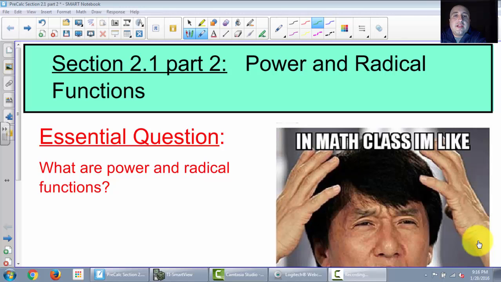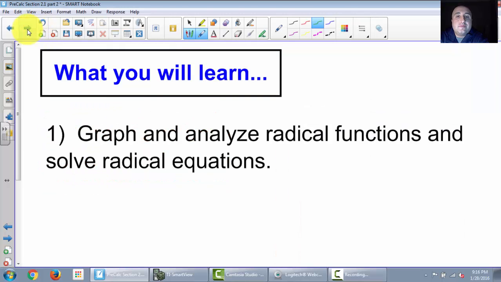Alright, welcome to the second half of section 2.1, power and radical functions. We talked about power functions, or functions with exponents, in the last video, and now in this video we're going to talk about radical functions, functions that have radicals in them, or square roots or cube roots or fourth roots. So we're going to graph and analyze radical functions and solve radical equations.